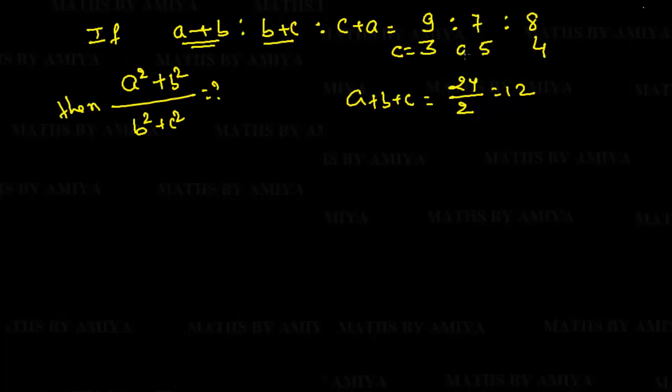The first term missing is C, so C is nothing but 3. Missing is A, so A should be 5. And missing is B, so B should be 4 in the ratio terms. I am not saying these are the exact values. And we need to find A square plus B square upon B square plus C square. All terms have the same power, so we can find it. If different powers, then the answer would be cannot be determined.